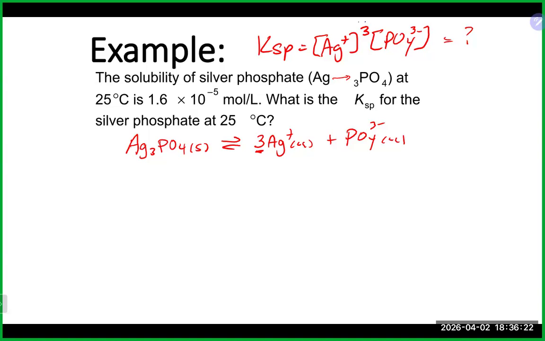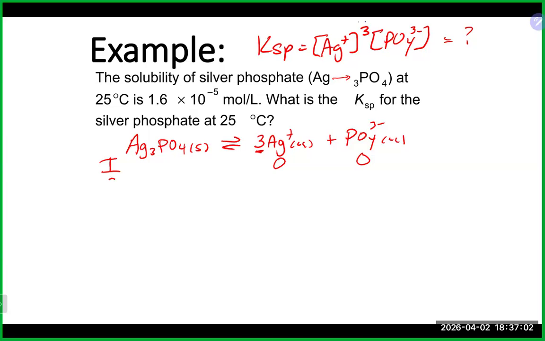Like I said before, you don't necessarily have to do an ICE table on this particular type of problem, but I'm going to show you the ICE table so you can see some of the differences from what we normally would do. We would start with our initial. Like normal, we're not going to worry about our solid on the left-hand side, because it's not included, so we ignore it. We're just going to start with 0.